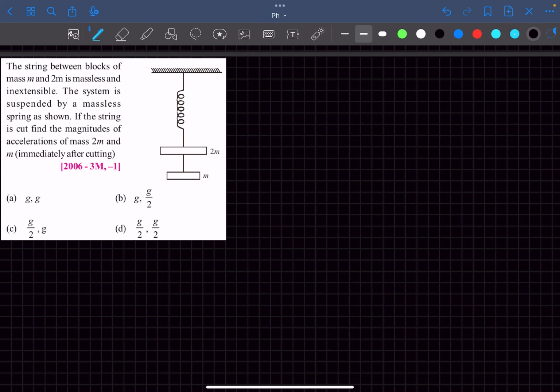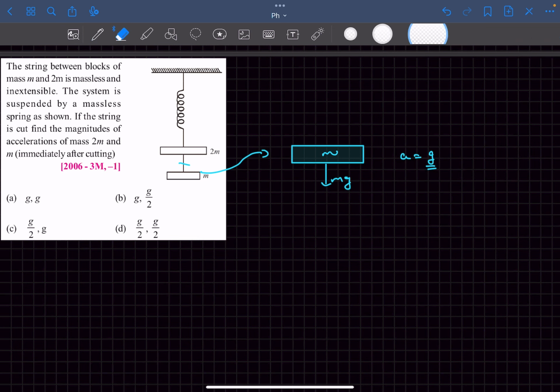So let's say we cut this string, and now let's draw the FBD of mass m. There is only one force acting on it, and that is mg. So the acceleration of this block is going to be g, right? And now let's talk about the mass 2m.